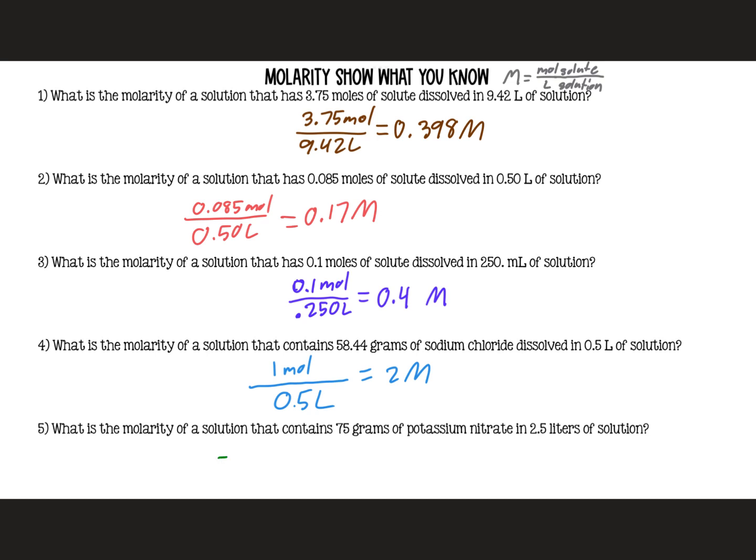Next, we want to know what is the molarity of a solution that contains 75 grams of potassium nitrate in 2.5 liters of solution. So we're going to take our 75 grams and we're going to use the molar mass of potassium nitrate to convert that into moles. Then we'll have moles on top and liters on bottom like we want. So we'll take 75, divide by 2.5, divide by 101.11, and get 0.30 molar solution.